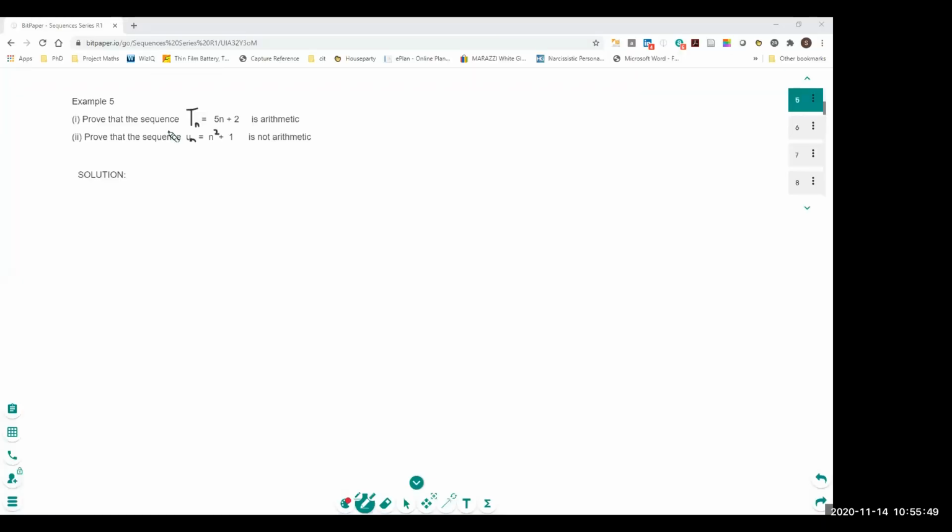Okay, so we're on to example 5. The question is, prove that the sequence T of n, which we're now calling a T sequence rather than a U sequence, and it's 5n plus 2, is arithmetic. And secondly, prove that the sequence u of n is equal to n squared plus 1 is not arithmetic. Okay, so that's our first job here.